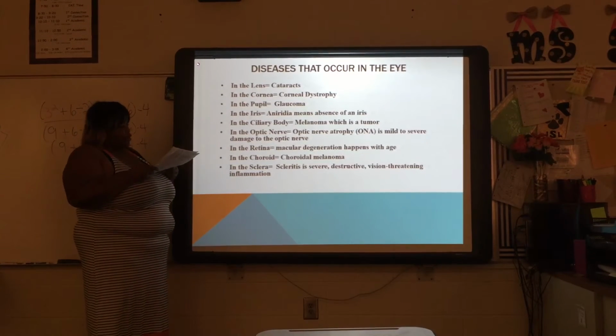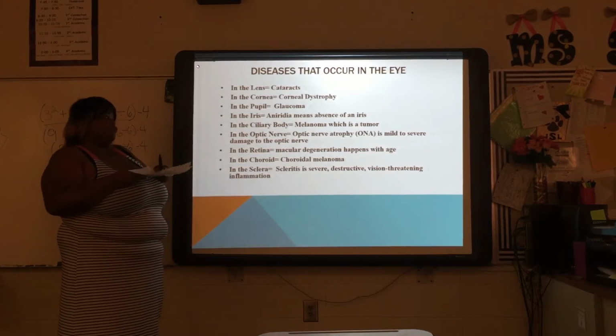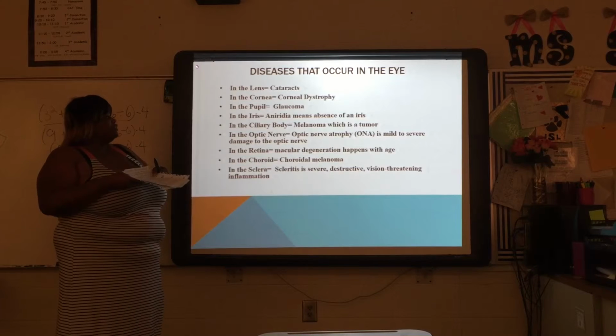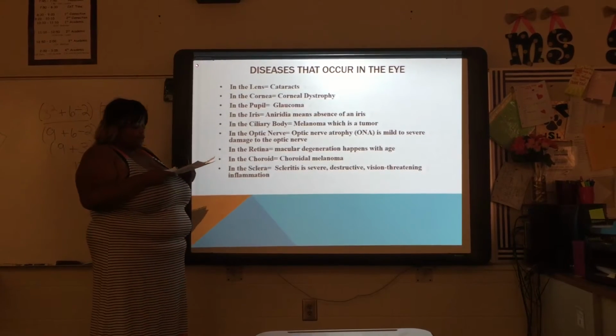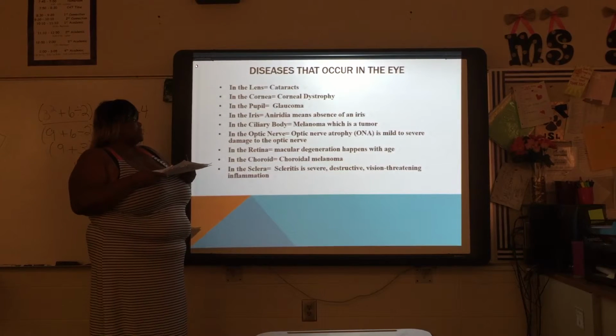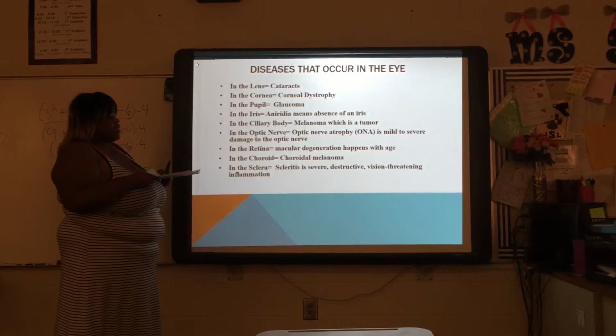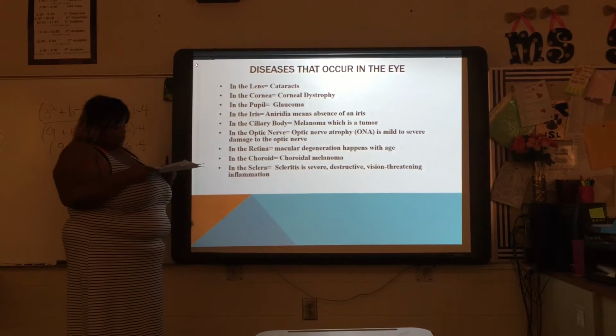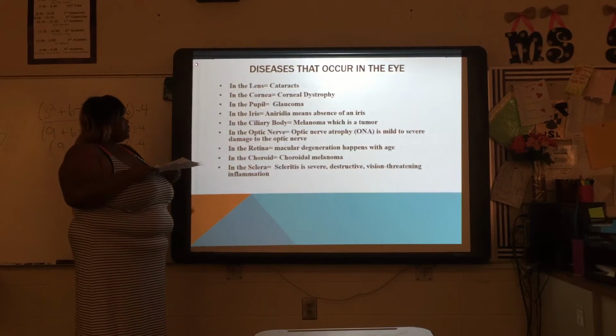In the optic nerve, you have optic nerve atrophy, which is mild to severe damage to the optic nerve. It leads to distortion, vision loss, and blindness. In the retina, you have macular degeneration, which mostly happens with age.